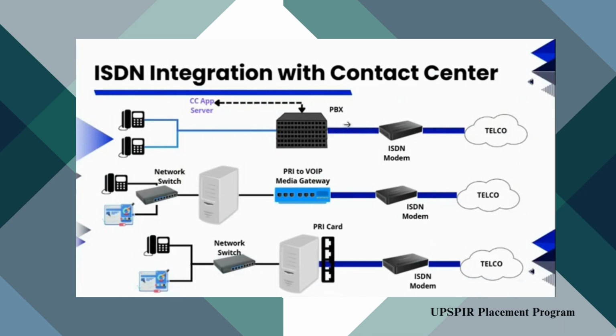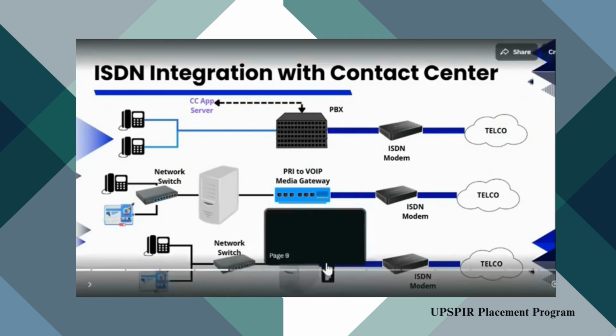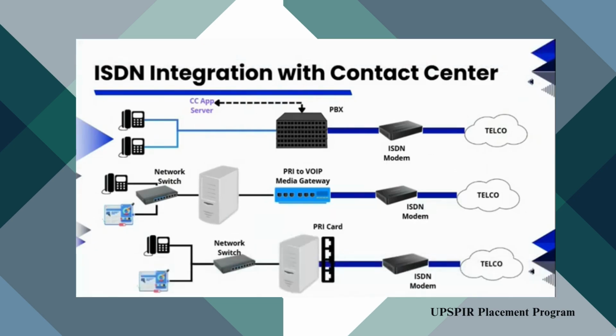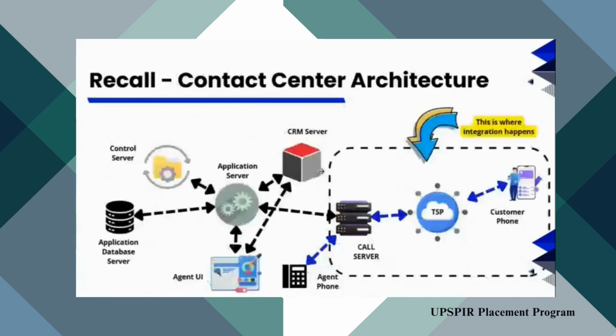And from this ISDN line, one more line comes, which is actually the PRI line. Okay. And this goes into your PBX. It can go into your media gateway. It can go into your soft switch. All these three combinations are possible. This soft switch that you can see, this server, is nothing but our call server.